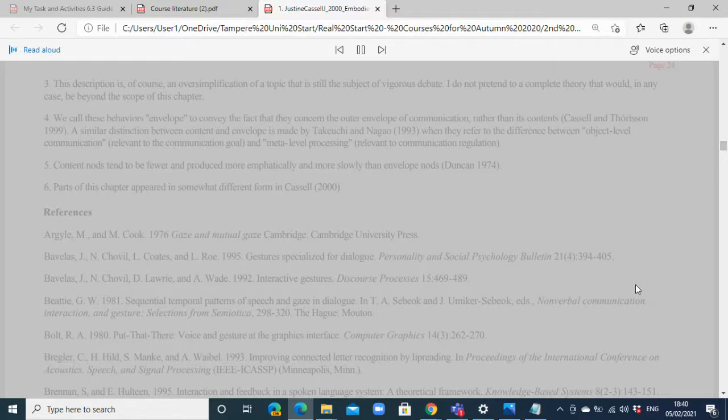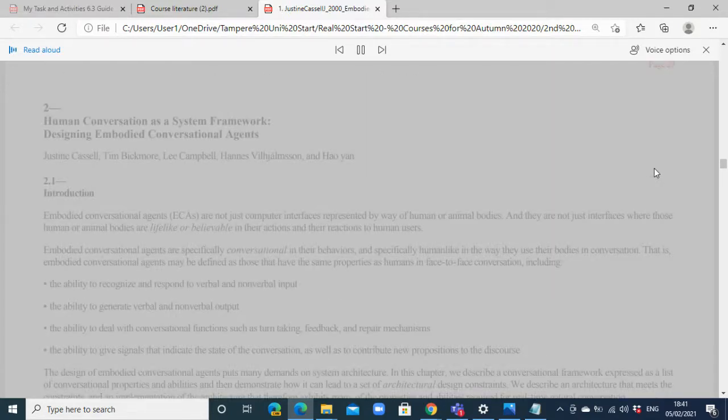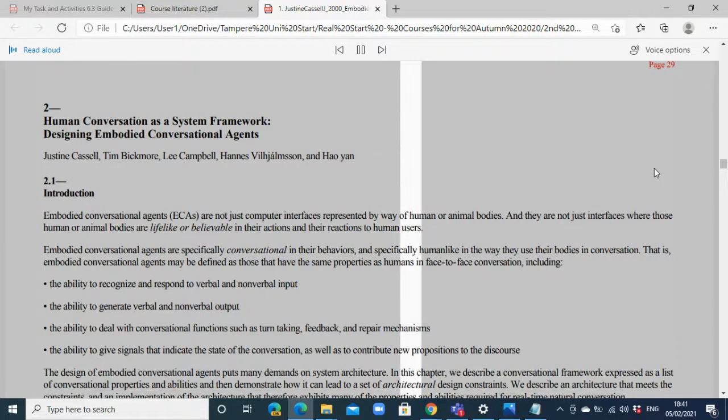Human Conversation as a System Framework. Designing Embodied Conversational Agents. Justine Cassell, Tim Bickmore, Lee Campbell, Hannes Vilhjálmsson, and Hao Yan. 2.1 Introduction. Embodied conversational agents, ECAs, are not just computer interfaces represented by way of human or animal bodies. And they are not just interfaces where those human or animal bodies are lifelike or believable in their actions and their reactions to human users.